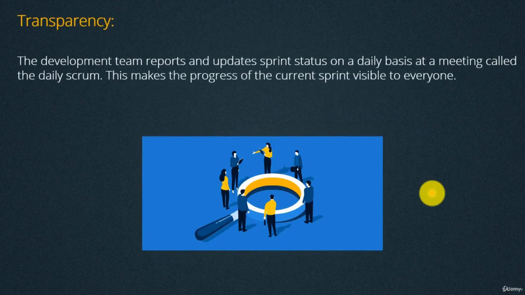The last concept in Scrum is transparency. The development team should report and update the sprint status on a daily basis at a meeting that's called the daily Scrum. So in Scrum we have a daily Scrum meeting. It might also be called daily stand-up meeting because everyone is standing up for like 5 minutes and each one of the team members begins to explain what he did yesterday, what he is going to do today, and if he has any problems that block his work.